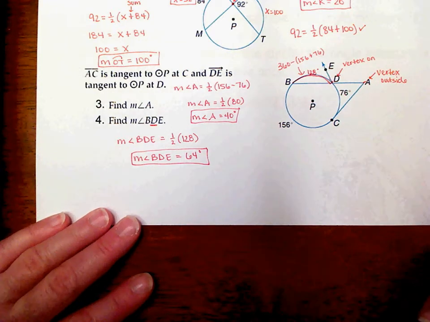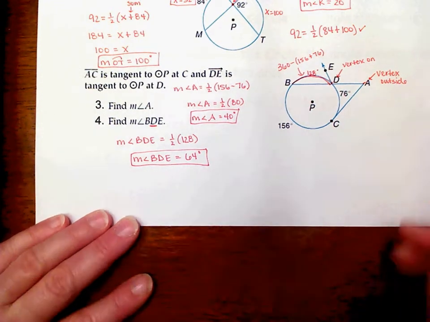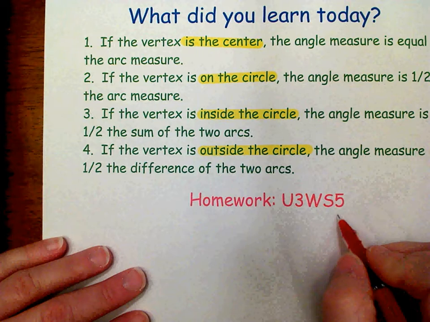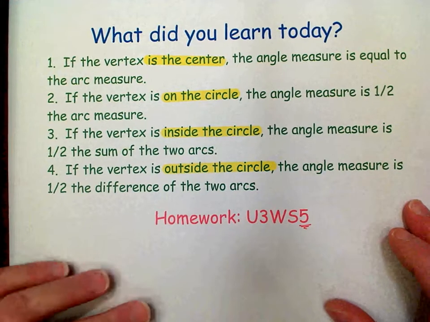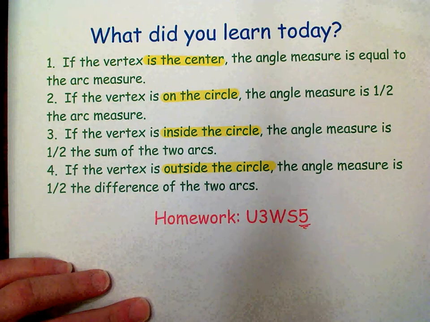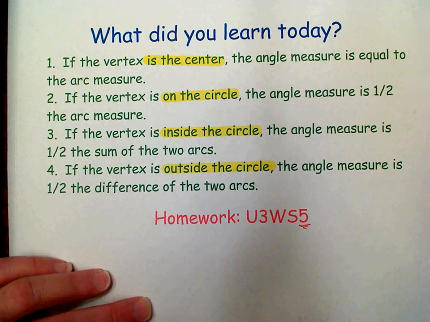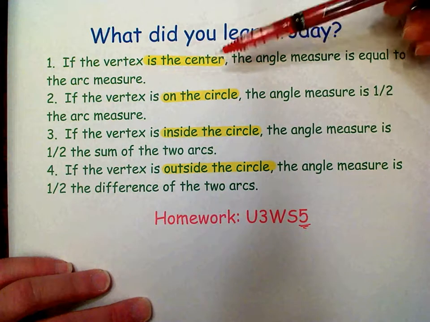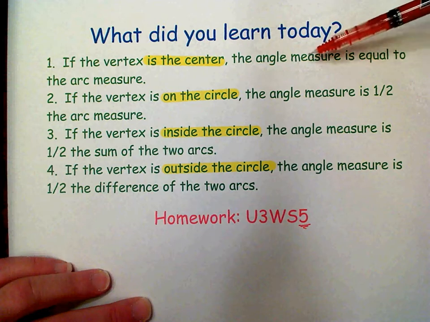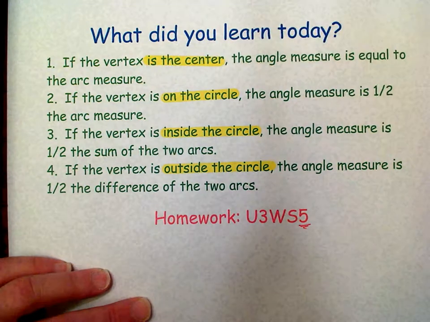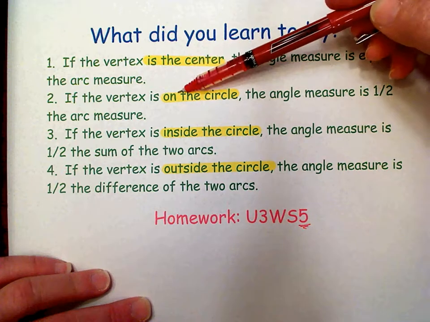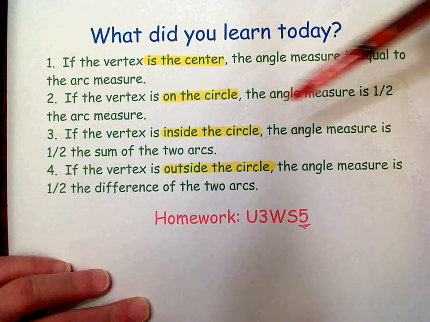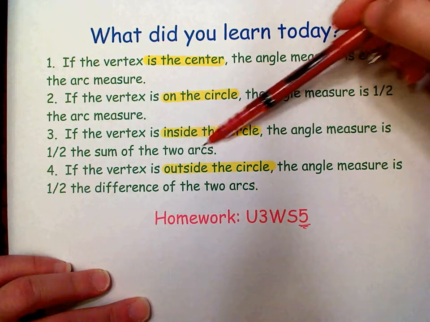Okay, so your homework tonight is going to be worksheet 5, but I just want you to understand again that you only have 4 relationships all together with arcs and angles. It's all about where is your vertex. If your vertex is at the center of the circle, then remember your angle measure is equal to the arc measure. If your vertex is on the circle, the angle is half the arc. If the vertex is inside, the angle is half the sum of the two arcs. And if the vertex is outside, the angle is half the difference of the two arcs.